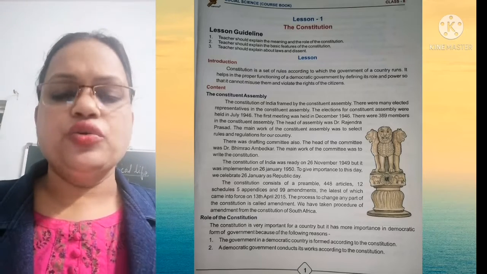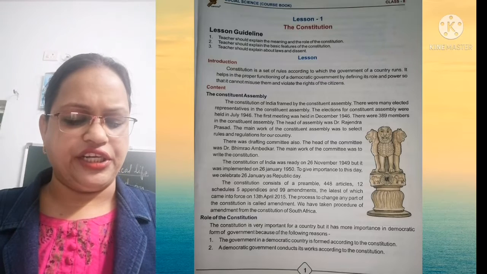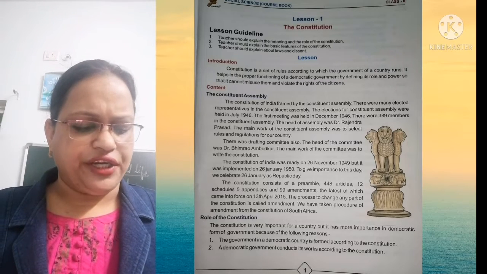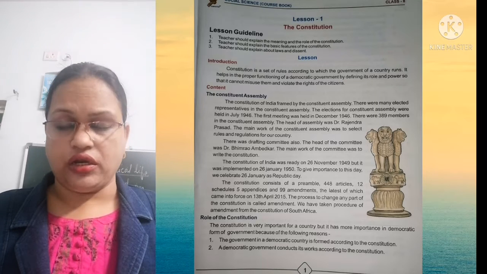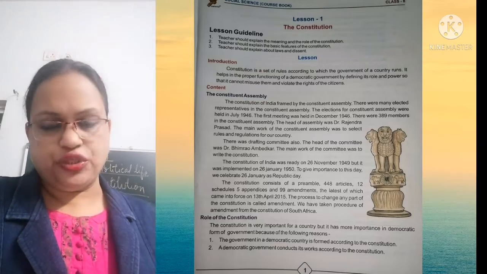Now first, why is the Constitution necessary? Number 1, the government in a democratic country is formed according to the Constitution. A democratic government conducts its work. Government is doing its work according to the Constitution.